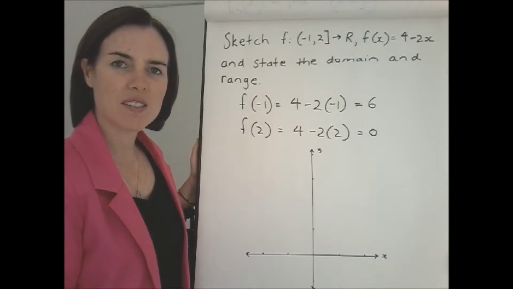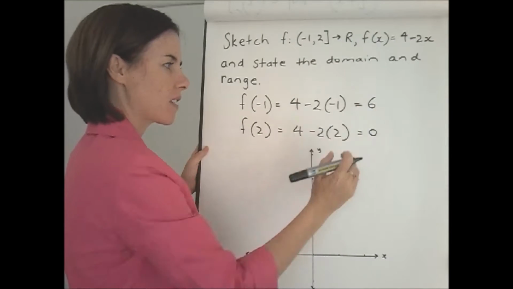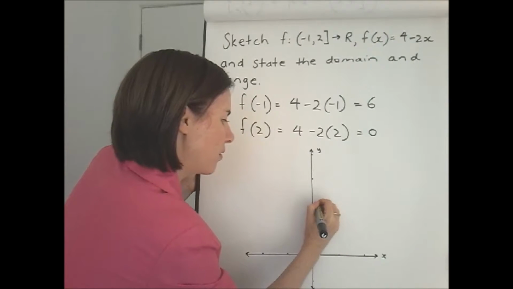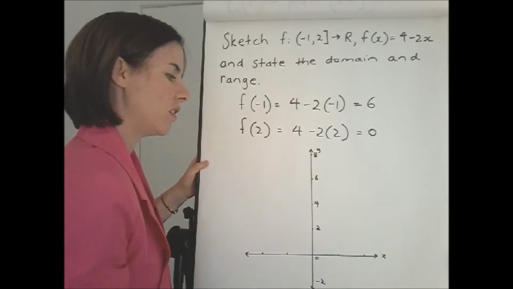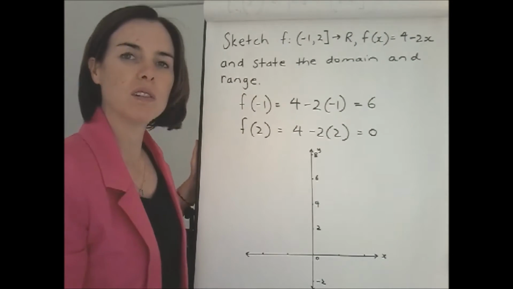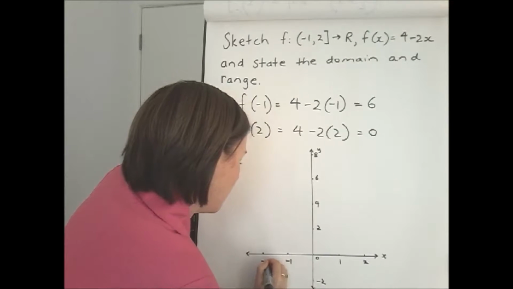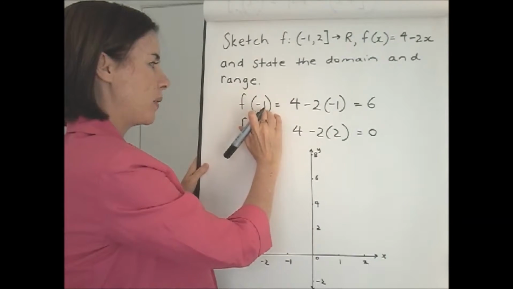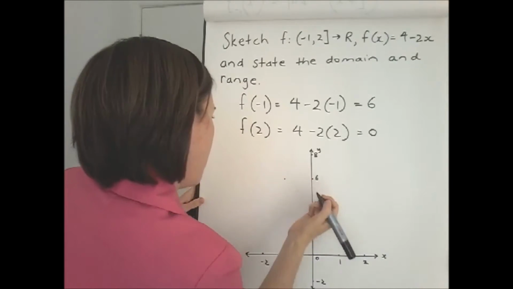So I have my axes drawn up and I'll now scale them. I've got to get from 0 to 6 on the y-axis, so I might go in 2s. 2, 4, 6, down to -2. And on the x-axis, I need to get from -1 to +2. So I could go in 1s there. 1, 2, -1, -2. Now the line has one end point at -1, 6, there.